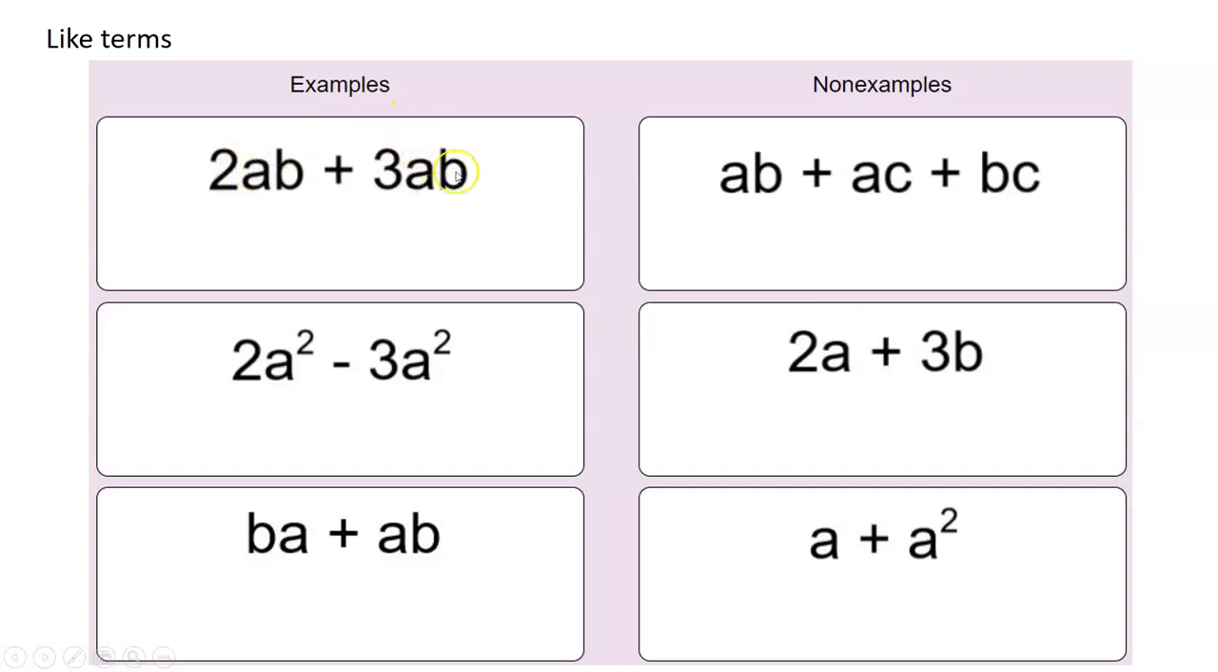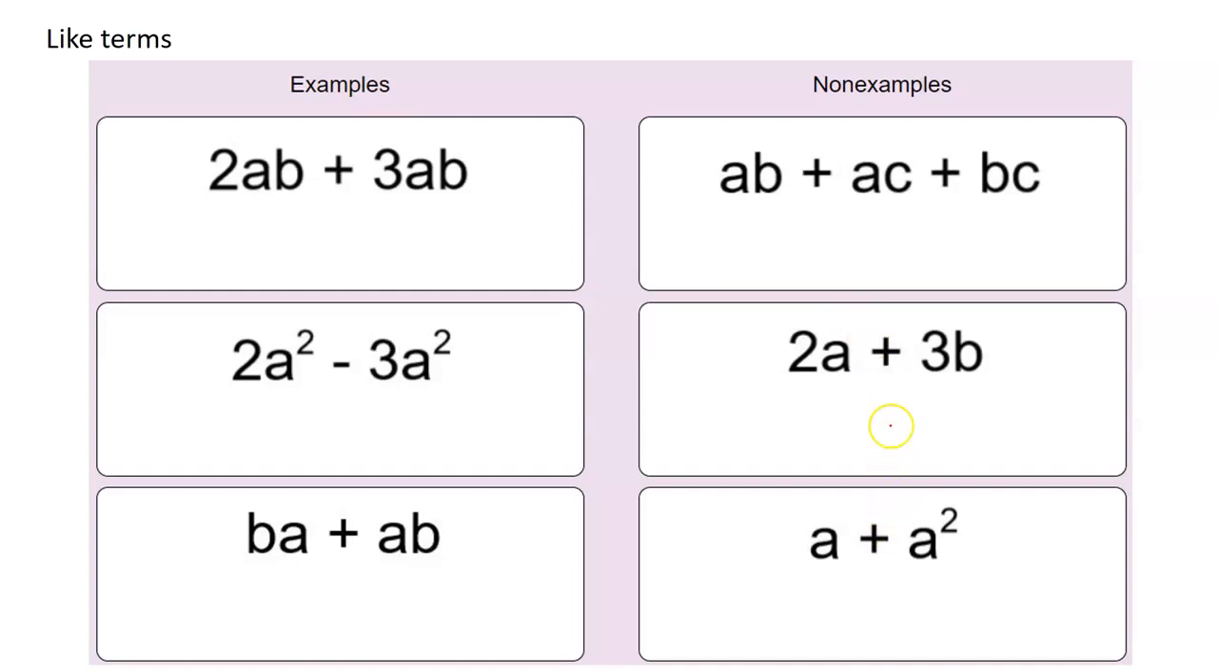AB and AB, they've got the same letters, the same pronumerals with the same exponents. Same pronumeral, same exponent. Same pronumeral, same exponent. It doesn't matter that one's BA and one's AB because we know that multiplication is commutative, and so BA is the same as AB.